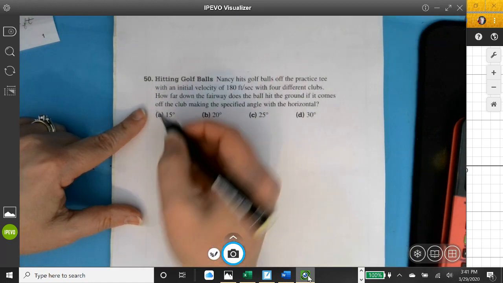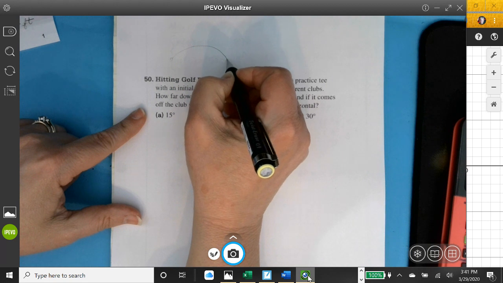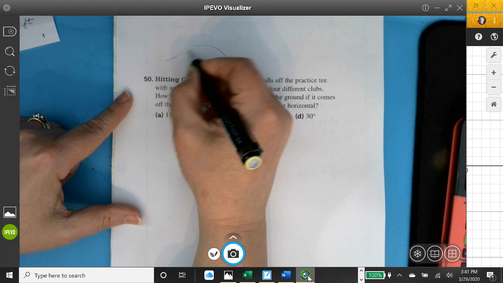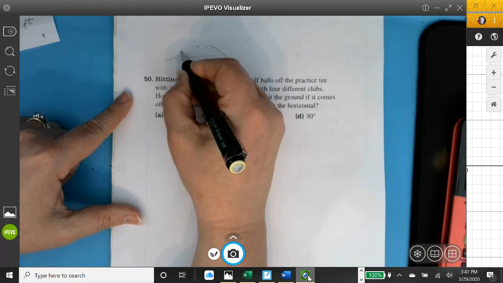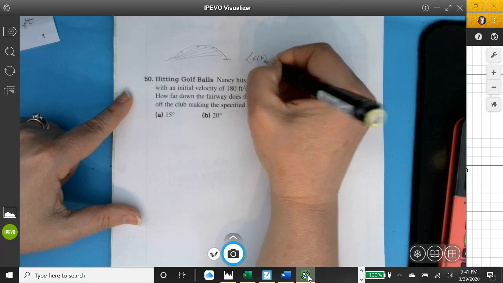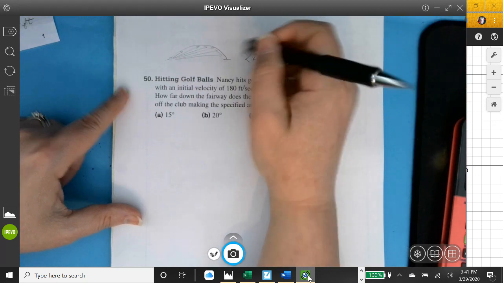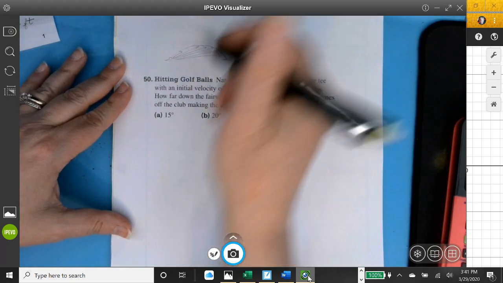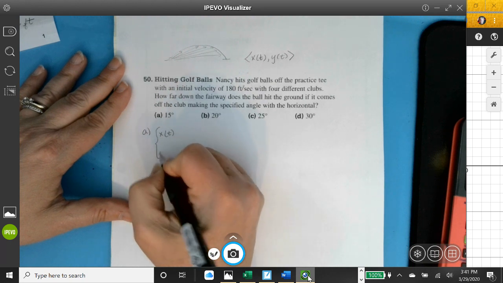Now remember, she's hitting a ball with her golf club, and it's going to go all the way over, and it's going to hit the ground somewhere, right? This is the ground, and it's starting on the ground, ending on the ground. So we need to set up a set of parametric equations that will be our position vector in space, right? x of t horizontally and y of t vertically. So for part A, my parametric equations are going to be x of t and y of t.